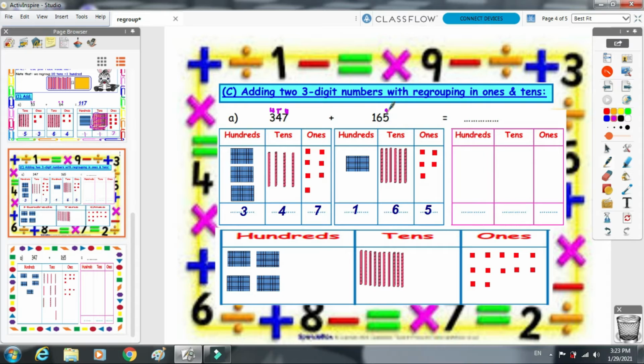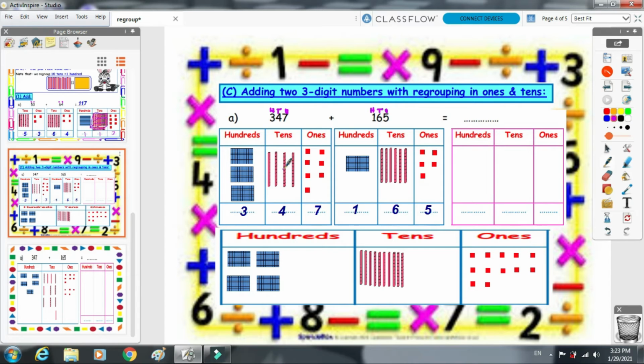Here I have 5 ones, so I will draw 5 small squares, and there are 6 tens, so I will draw 6 bars, and it's only 100, so I will draw 1 block. Then I will start addition from the ones place. I have here 7 and 5 small squares, so in the answer I will draw 12 small squares.